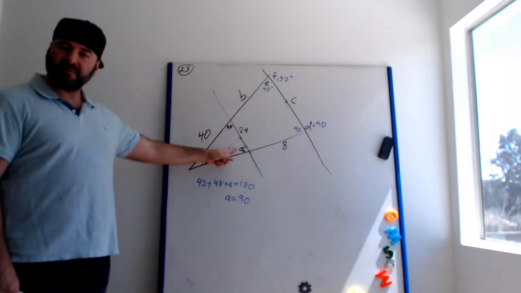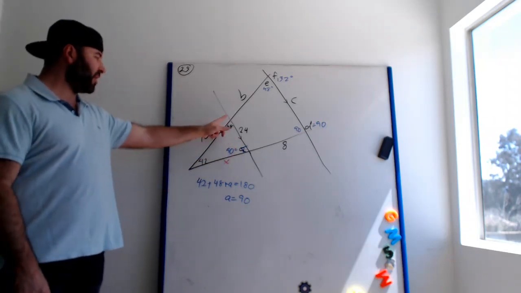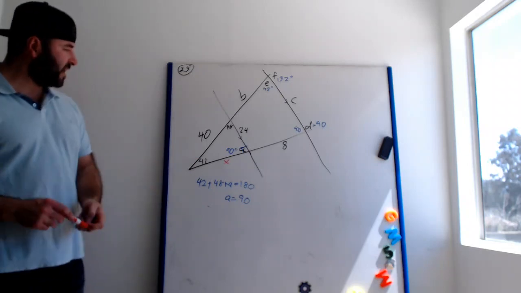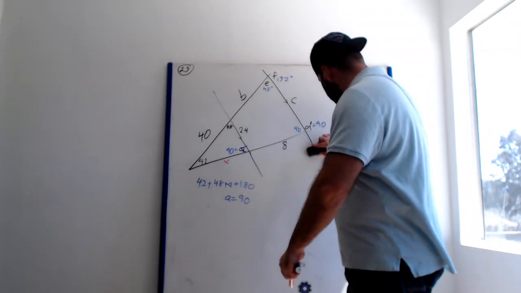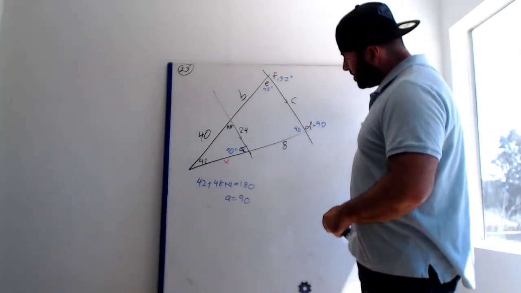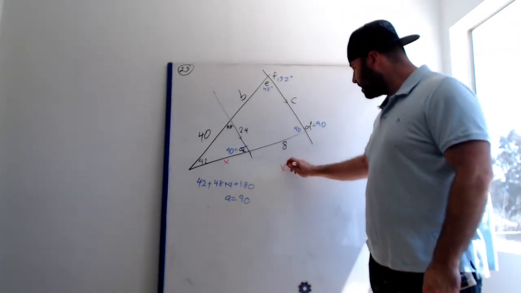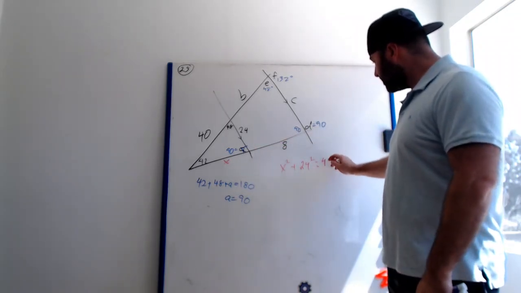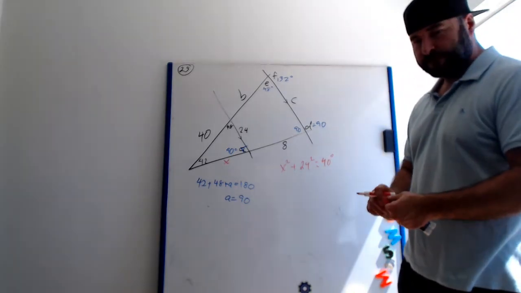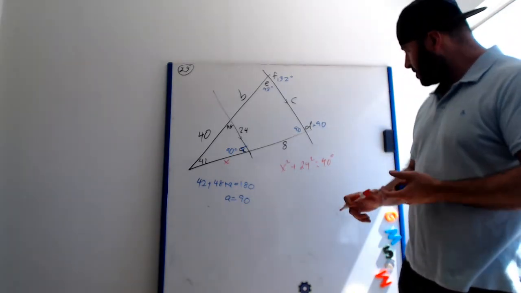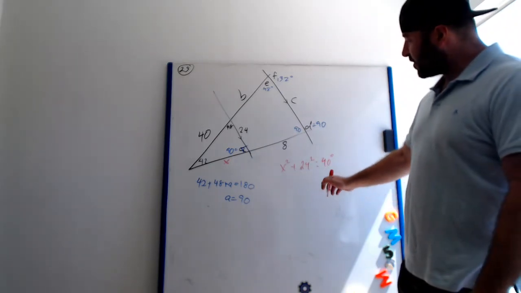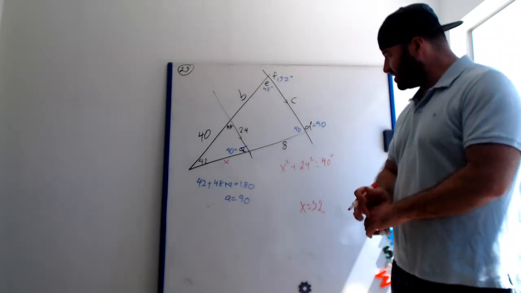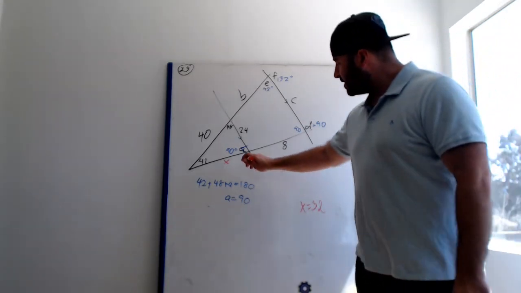Well, like I said, 90-degree angle, so this is essentially a right triangle. So we can use the Pythagorean theorem. So in order to find X, we set up our Pythagorean theorem, which says that X squared plus 24 squared is equal to 40 squared. Okay? And if you go through the process, you end up with X is equal to 32.